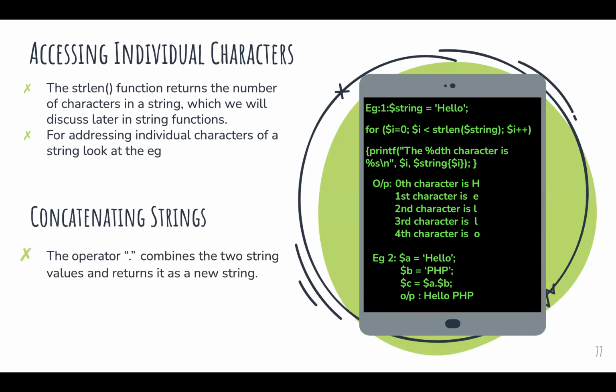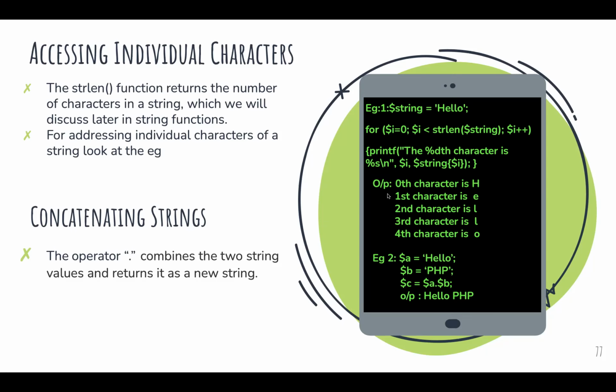Accessing individual characters. We can access individual characters by using the string length function that returns the number of characters in a string, which we will discuss later in string functions. For addressing individual characters, we can take a look at the example given. Suppose we define a string variable as hello. We use a for loop, whose condition compares an identifier to the length, running while it is less than the length. On printing the characters, we get each character in hello line by line.